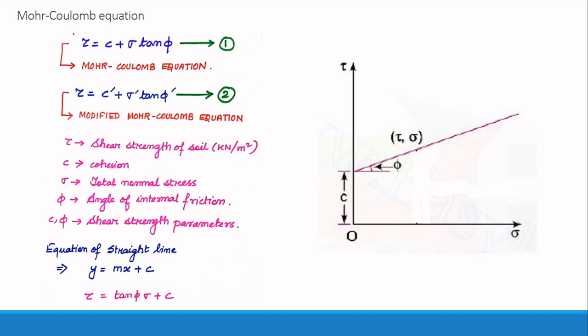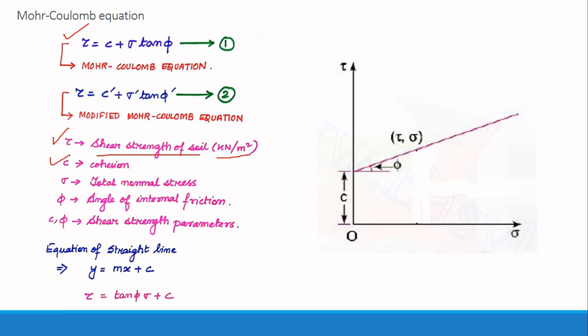So here I have got the Mohr-Coulomb equation, that is tau is equal to C plus sigma tan phi. Now let us try to understand what each of these terms is. Tau, as I have already told you, is the shear strength of the soil, and since it is a kind of stress, the unit of tau will be kilonewton per meter square.